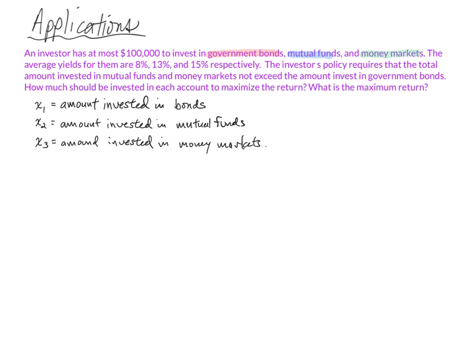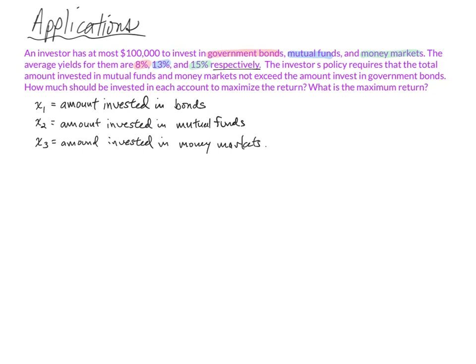So again, the word respectively here just means that the order with which the investment opportunities are listed is the same order for their interest rates down here. So they'll go like this. And this is going to be important because we need to make our objective function next.